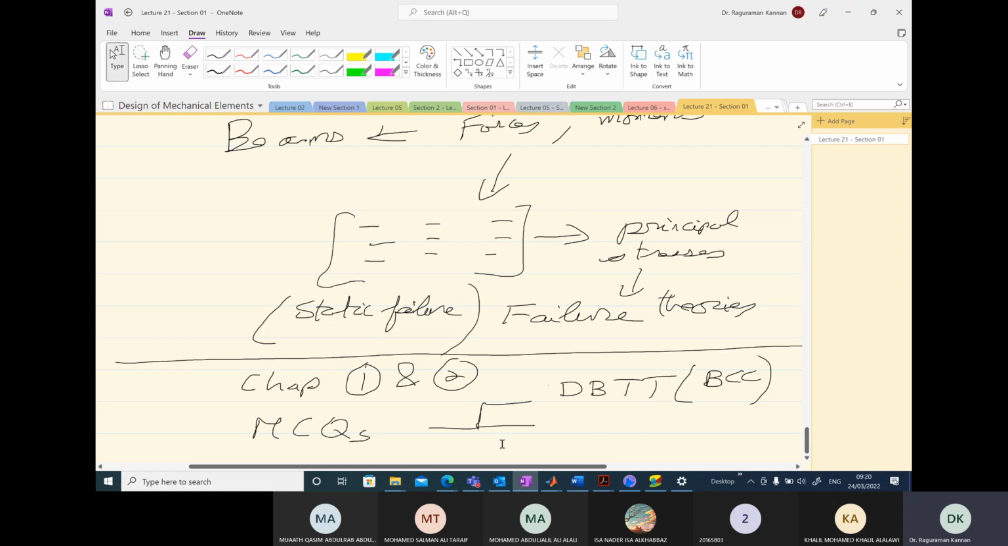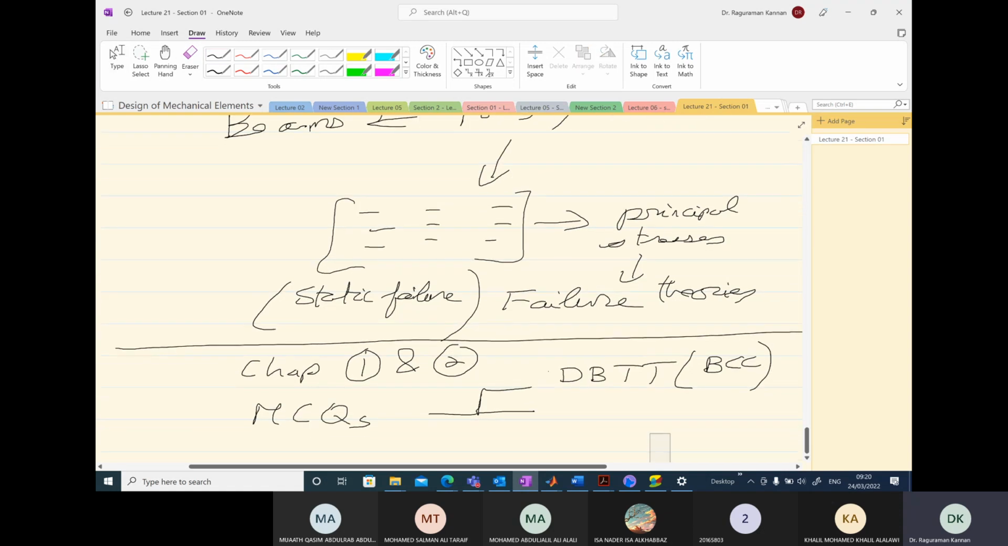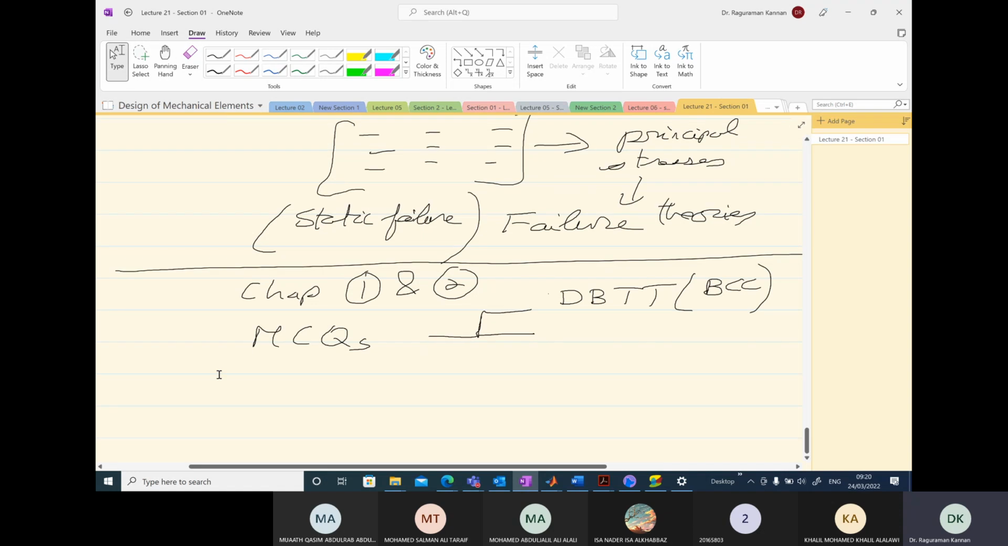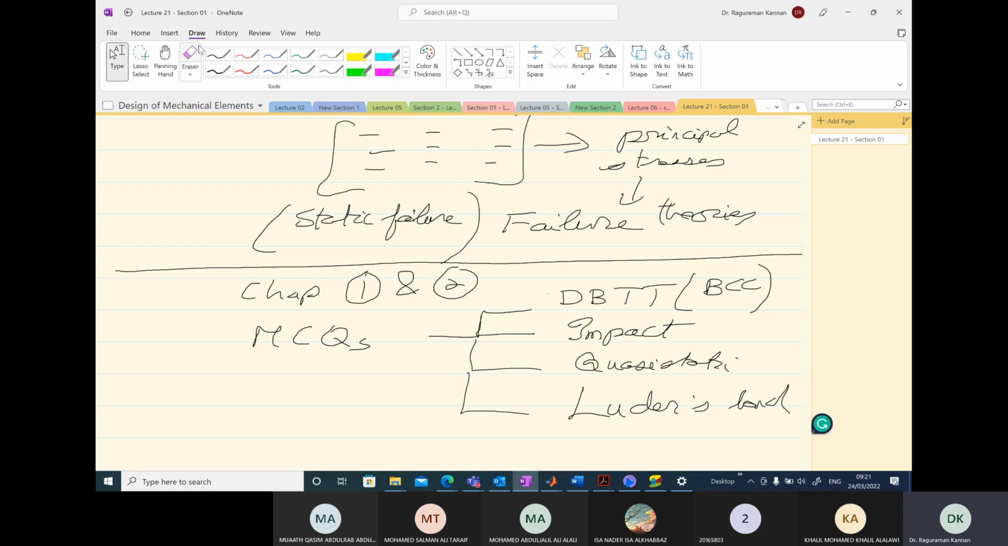Okay, so similar questions could be asked for other properties as well. So I can ask you what kind of tests are done for impact conditions, what kind of tests are done for, let's say, quasi-static loading. I can ask you, for example, what is Luder's band? These things I went through in your second chapter, Luder's band. So you can write it clearly.